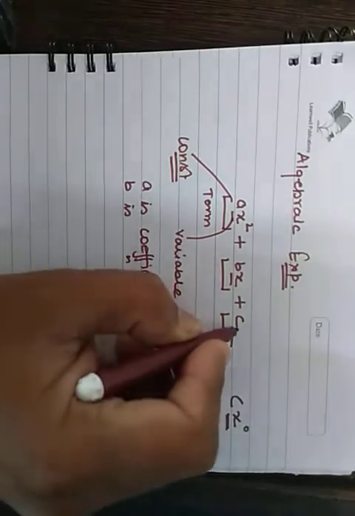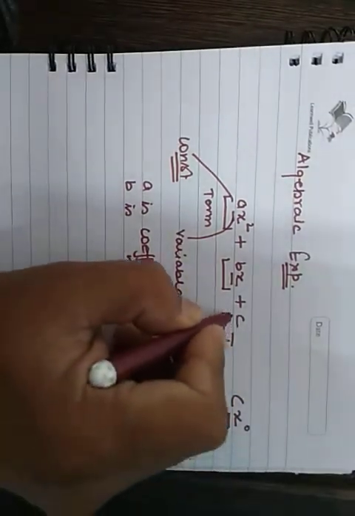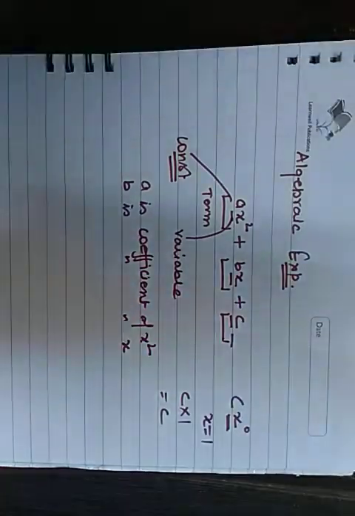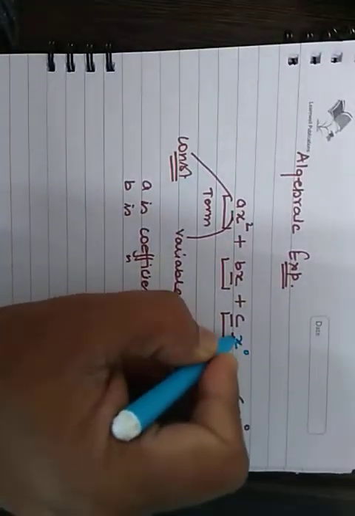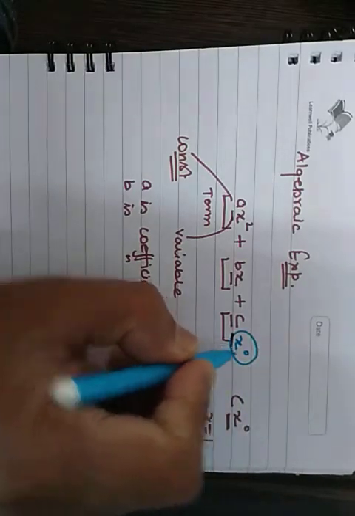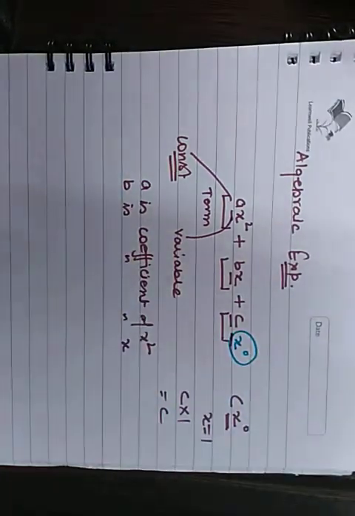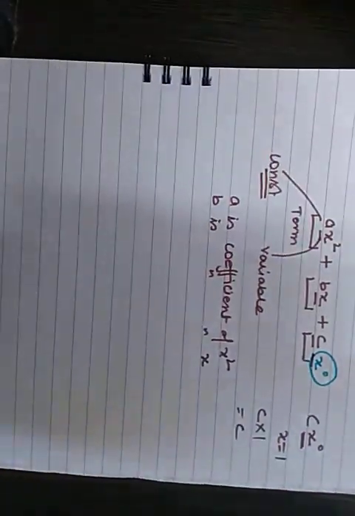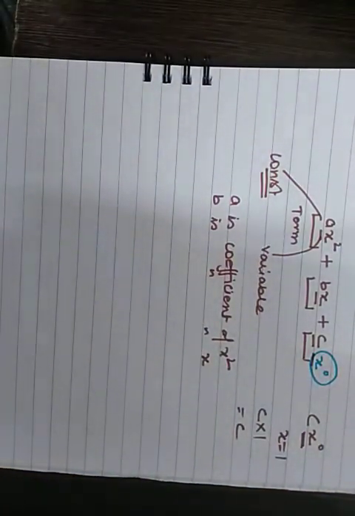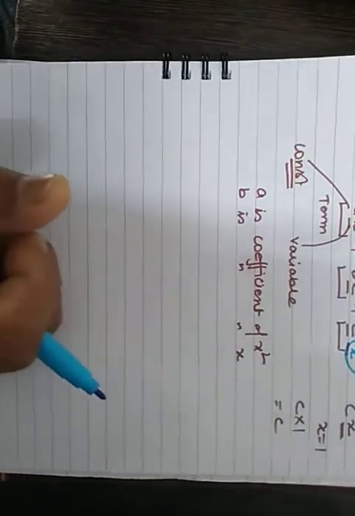So this c is also having two terms, the c and a term that is x to the power 0, and this is not visible, but it exists in an algebraic expression. So how can we define a polynomial? What is a polynomial? Is every algebraic expression a polynomial?